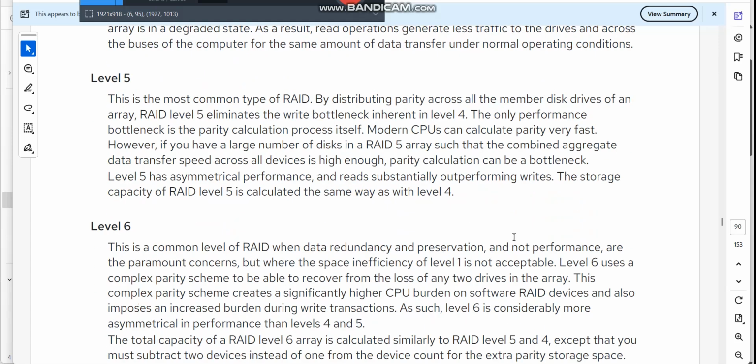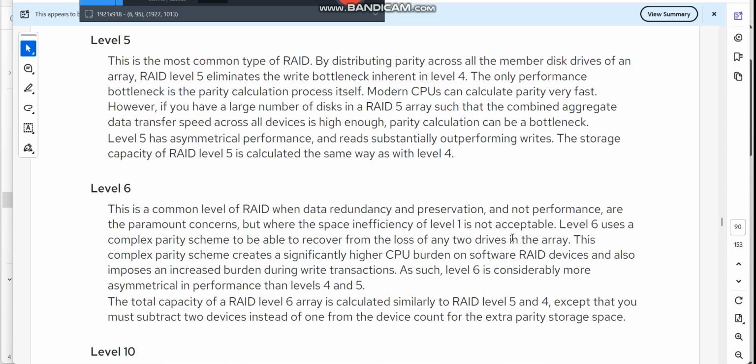RAID level 5. This is the most common type of RAID. By distributing parity across all the member disk drives of an array, RAID level 5 eliminates the write bottleneck inherent in level 4. The only performance bottleneck is the parity calculation process itself.